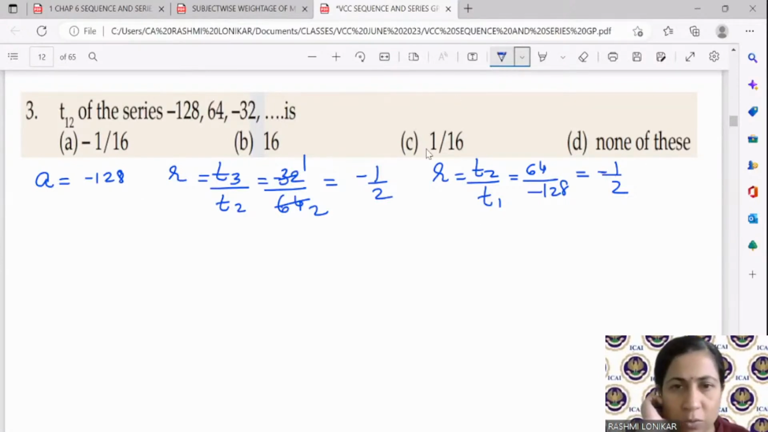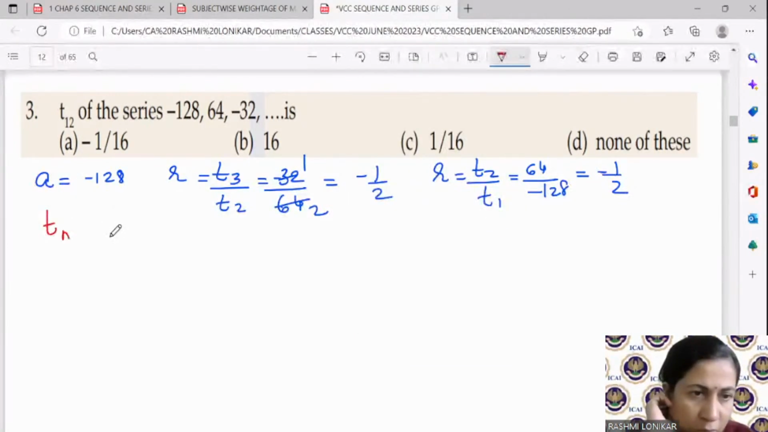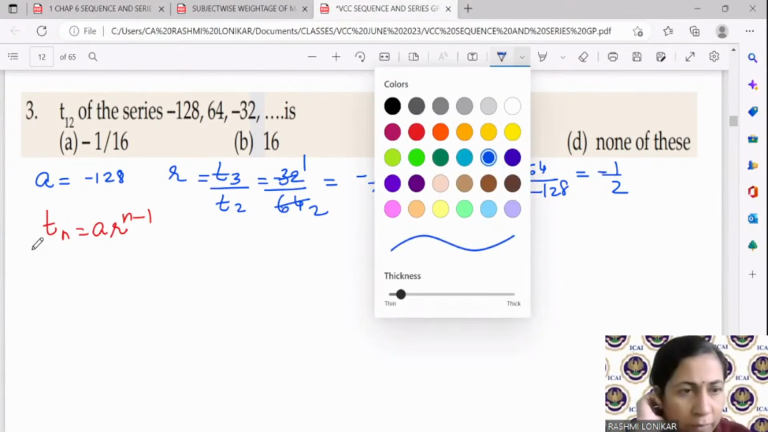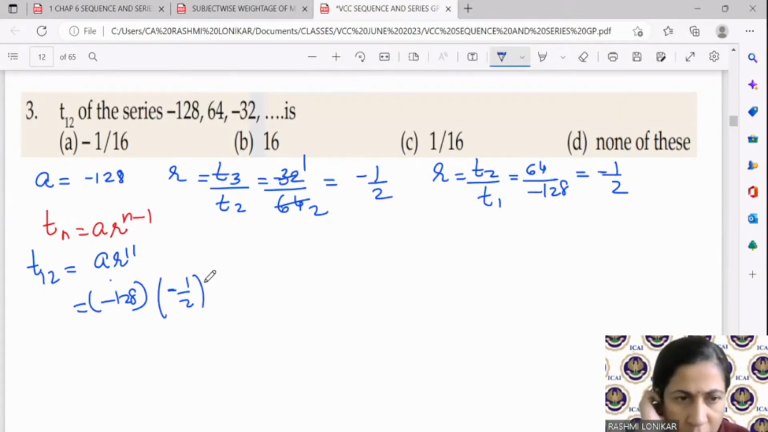What am I going to do? I have been asked T12, so I am writing Tn is equal to A R raised to n minus 1, the nth term of a GP. So I will write T12 is equal to A R raised to 11. A is minus 128. R raised to 11 is minus 1 half raised to 11.